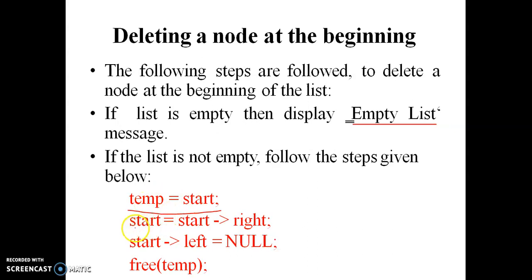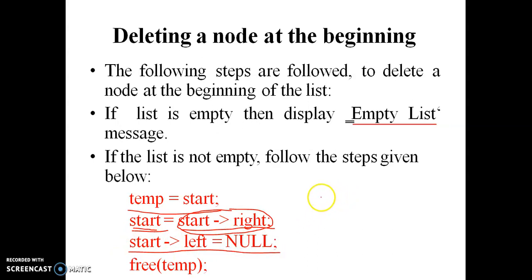Then we assign start equals to start of right, the right pointer which points to the next node of the starting node. So the next node address of the start node is assigned to the start variable. Whatever address was already in the start pointer is replaced by the next node address. And we also assign start of left equals to null.